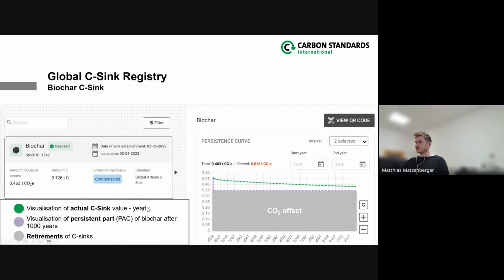So we can take this 1,000 year part and do CO2 offsets. But then still we have the semi-persistent part right here between the green and the purple line, which can be used, for example, year by year for global cooling services.